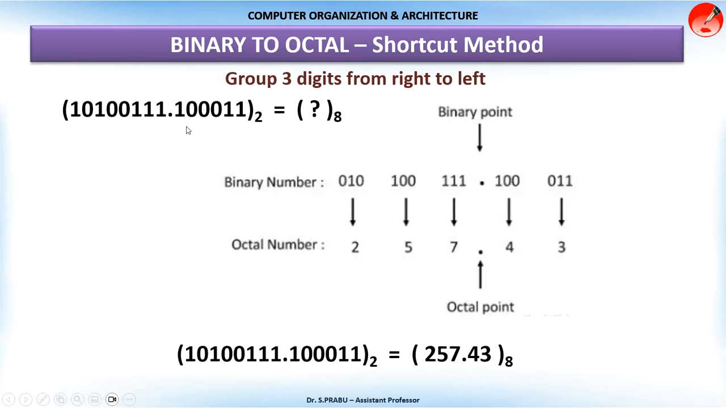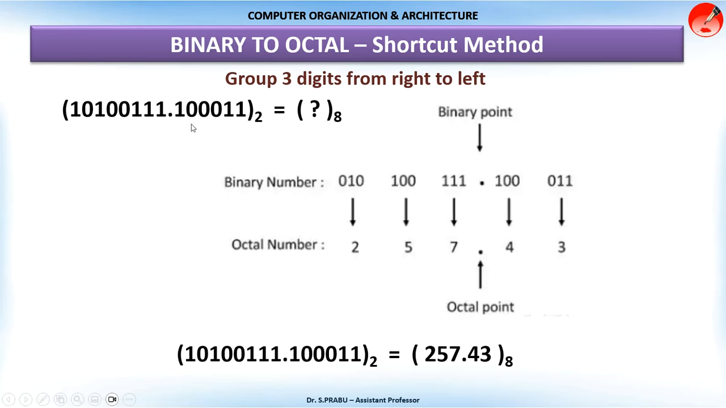For the fractional part, grouping can be done from left to right. First take the integer part. So these 3 numbers are the first group. Then 100 is the second group. Then 01 is the third group. Here one more bit is missing. You can add 0, so the value cannot be changed.